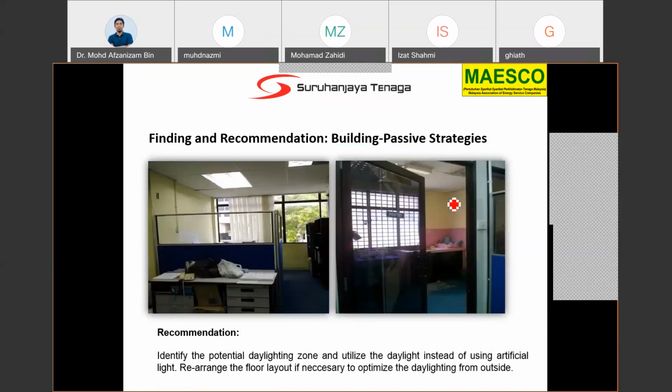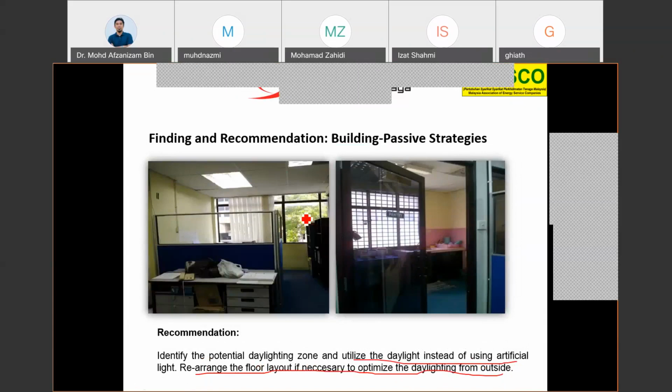And then, of course, identify the potential daylighting zone and utilize the daylight instead of the artificial light. Rearrange the floor layout and space of the building from outside. Okay, do some sort of arrangement of the office layout so that you can have a better natural sun or lighting resource from the outside to enter and light up the office.